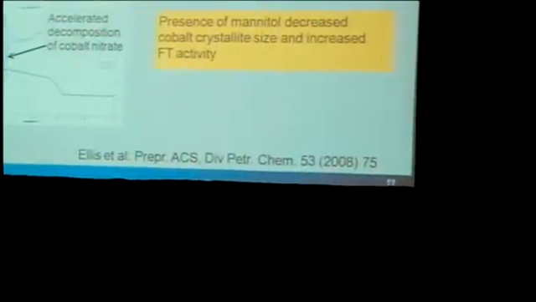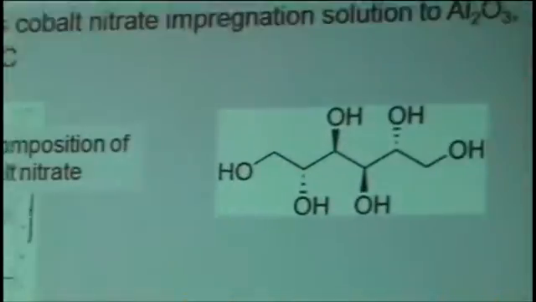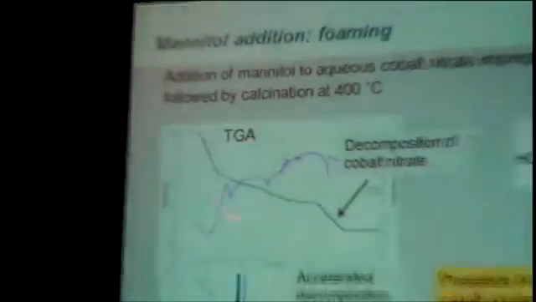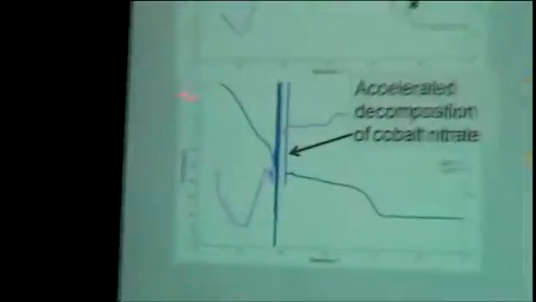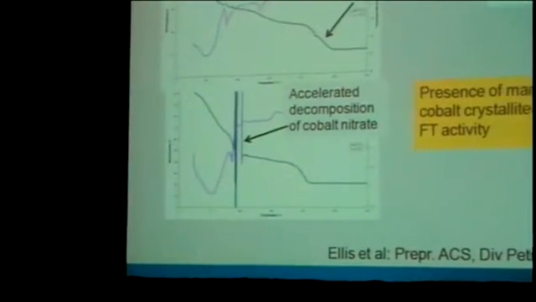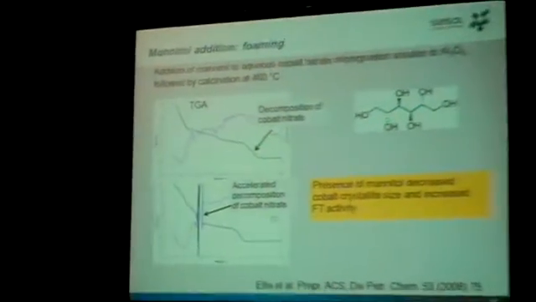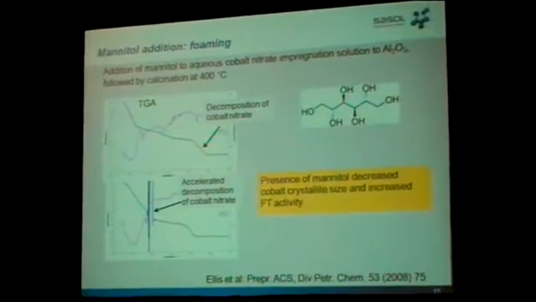Ellis and co-workers reported on the use of mannitol for the same purpose. They made alumina-supported catalysts, and they showed with TGA that if you don't have an organic compound present, you get quite a slow decomposition of the cobalt nitrate, but if they have mannitol present, they get a very excessive decomposition in a very short period of time, getting all kinds of foaming in their catalyst preparation unit. The effect of mannitol was that the crystallite size decreased and they had a higher activity, although of course you could be worried about this foaming in your catalyst preparation units.